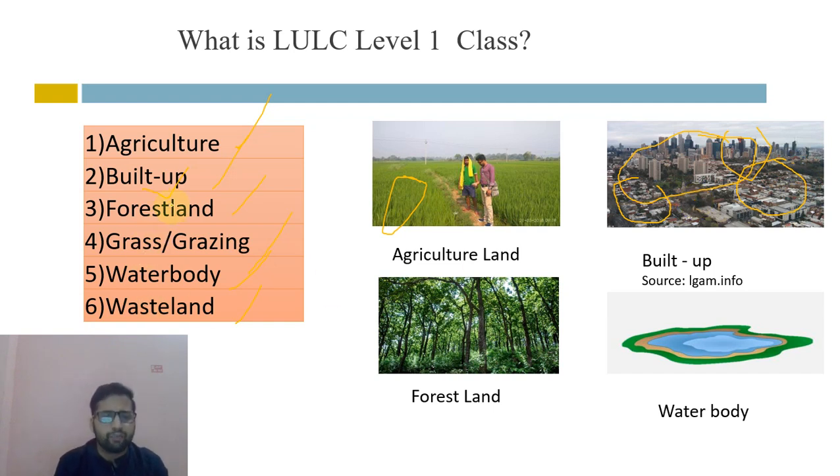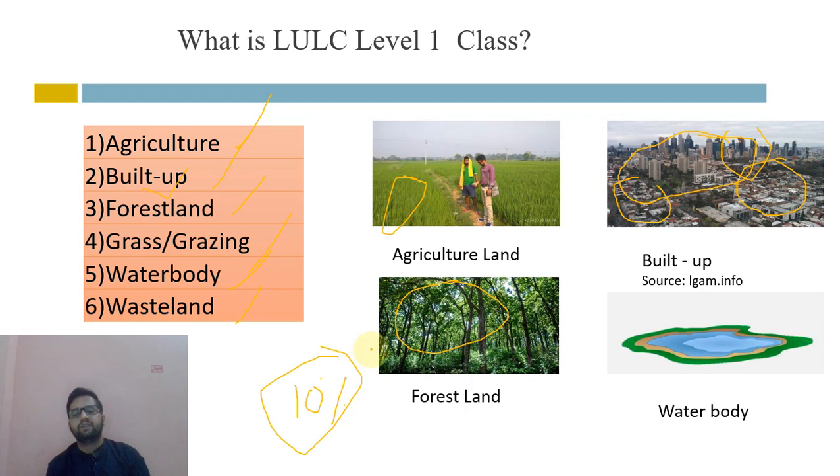Another is forest land. Forest land is a primary feature. Forest land means an area covered with forest canopy or tree canopy. According to the definition, forest land is any land covered with more than 10% trees over an area of 0.5 hectare. That is called forest land.